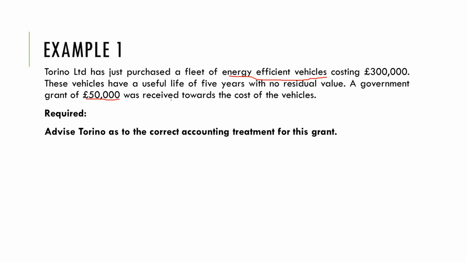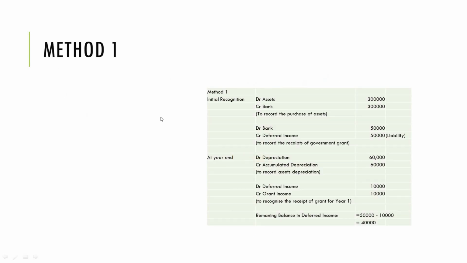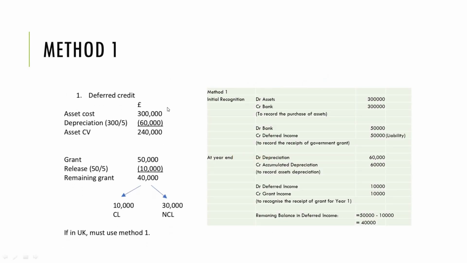So we will look into both methods: the deferred income method, as well as method number 2, whereby we deduct the grant amount from the carrying value of the asset. So let's look at the first method. Alright, in method number 1, first you have to write the asset cost. The asset cost is 300,000. You minus the depreciation, and this gives the carrying value of the asset of 240,000. So this 240,000 is the amount of your asset carrying value.